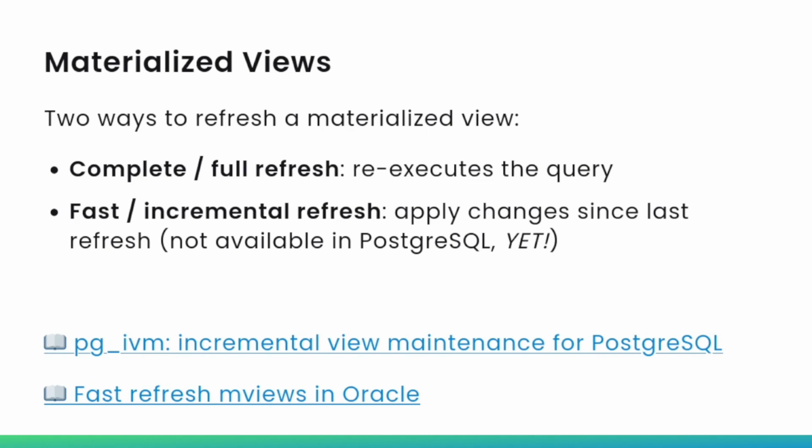There are other databases like Oracle that have this, but Postgres does not. There is an extension called pg_ivm, which stands for Incremental View Maintenance, that implements something similar to fast refresh in Oracle. But I just wanted you to know that this is something that Postgres is talking about, okay? Everyone realizes that this is something that can be useful for people working with Postgres.